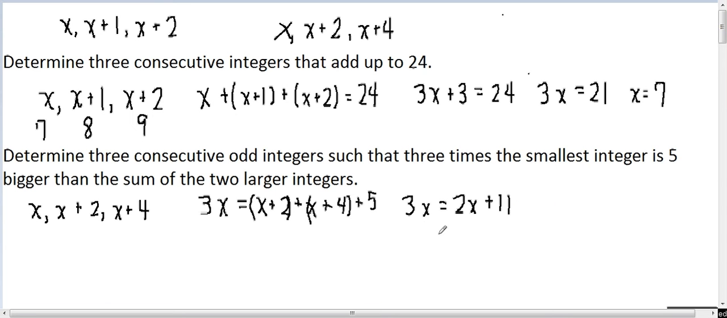Now we subtract 2x from both sides of the equation. 3x minus 2x is equal to x. So the smallest number out of the three is 11. The middle number is 13, and the largest number is 15.